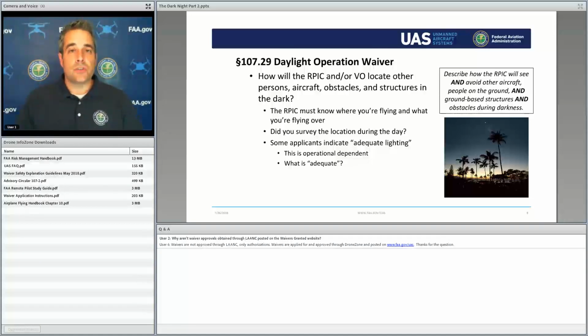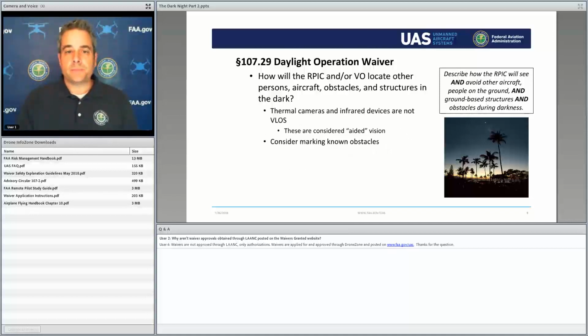Again, that is not the solution to everyone's operation, but it might help you out if you're operating in a particular area that's unfamiliar to you, that has a lot of obstacles, to do a daylight surveillance of that. A lot of applicants will indicate at this point too that there is adequate lighting in their operation. So they know where the obstacles are because adequate lighting is there to help illuminate that. The problem is the word adequate is a little bit subjective, and it's really operationally dependent. So if you're going to say that there's adequate lighting, you're going to need to help us understand, what do you mean by adequate?